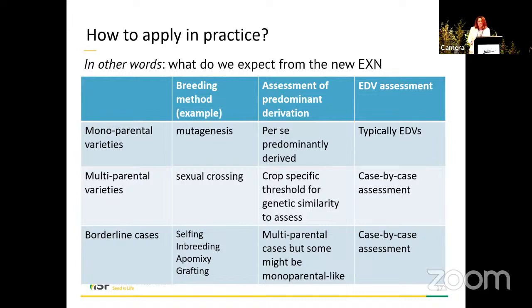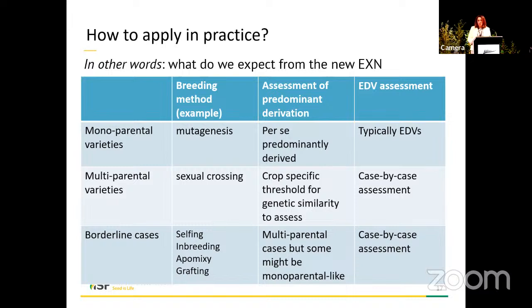But in the case of a multiparental variety, where we have sexual crossing, for example, or hybrids, we need the crop-specific threshold for genetic similarity to assess. And as I said, ISF is working on this, and it would be a case-by-case assessment. There are borderline cases which are unclear, and that's why we need to work as a breeder community with people to better understand this. And these are the examples of selfing, of mutation and grafting. The assessment again could be multiparental. So for some cases, it could be monoparental, for other cases not. And again, a case-by-case assessment.